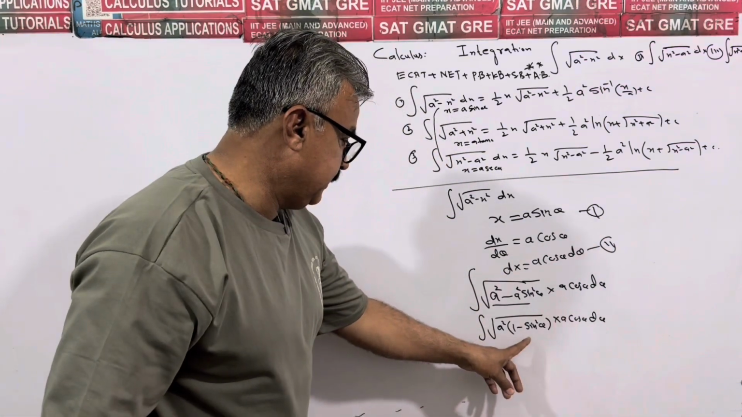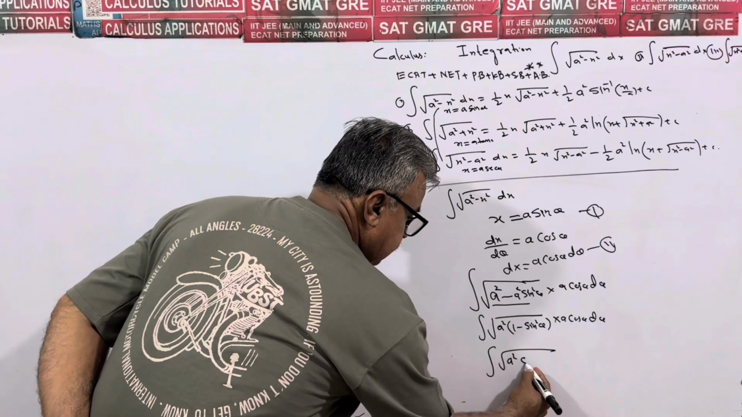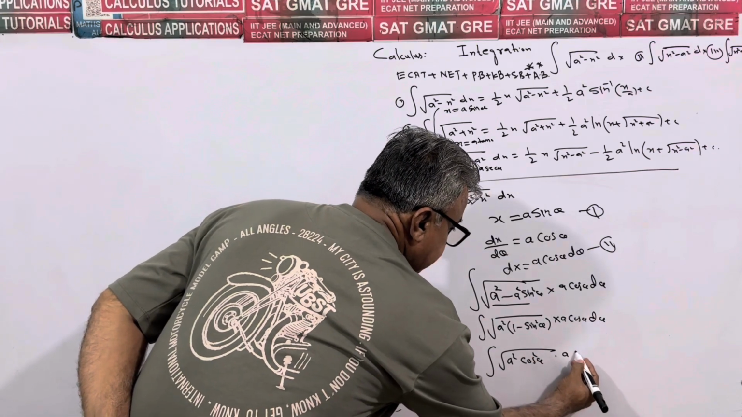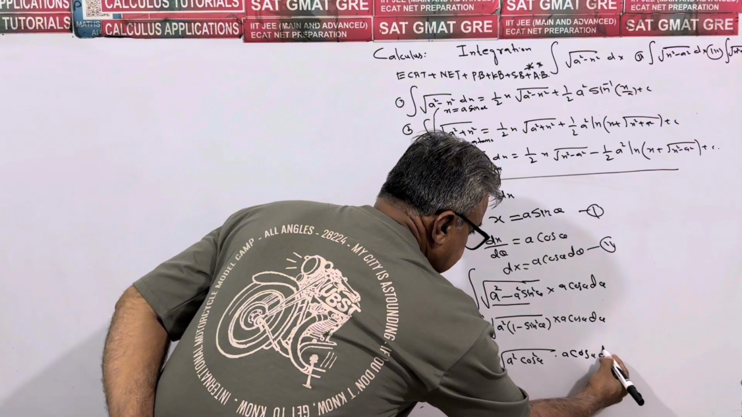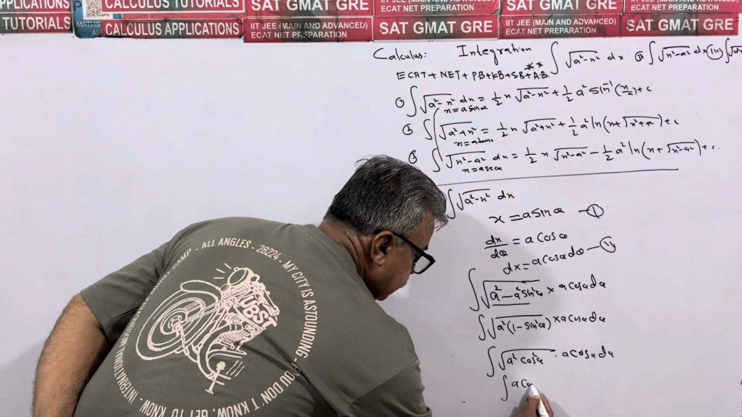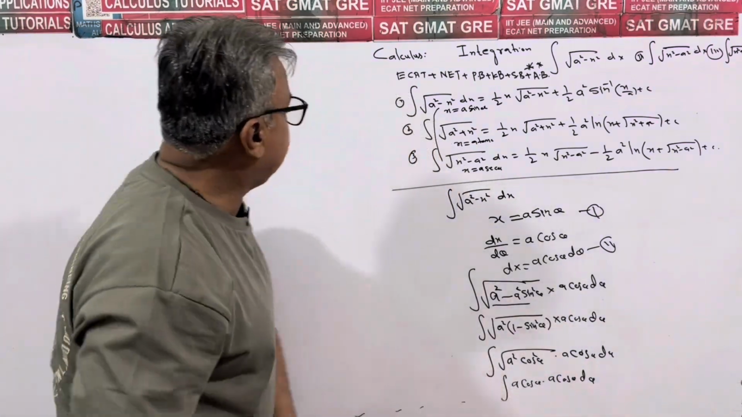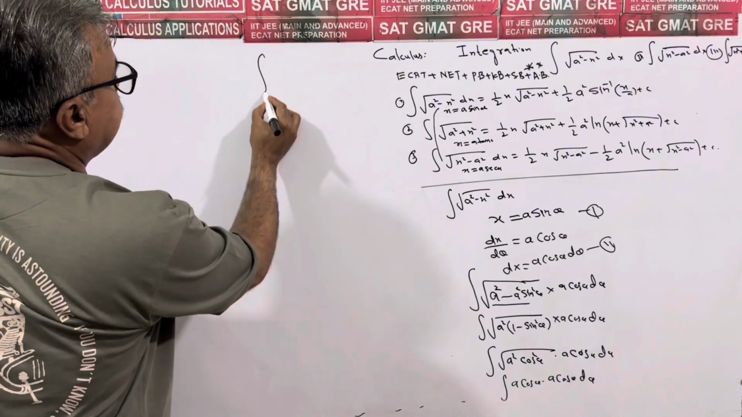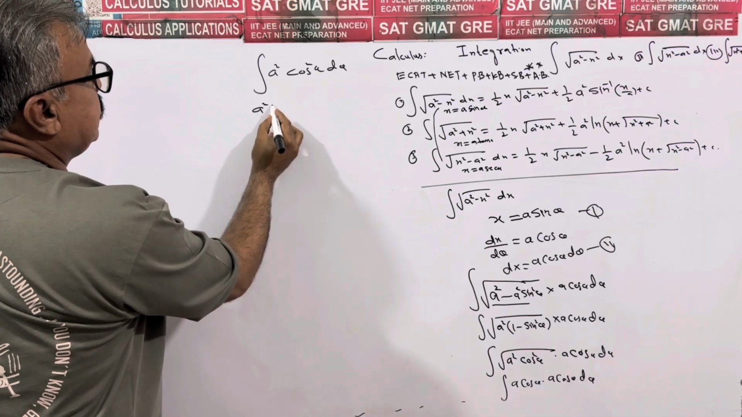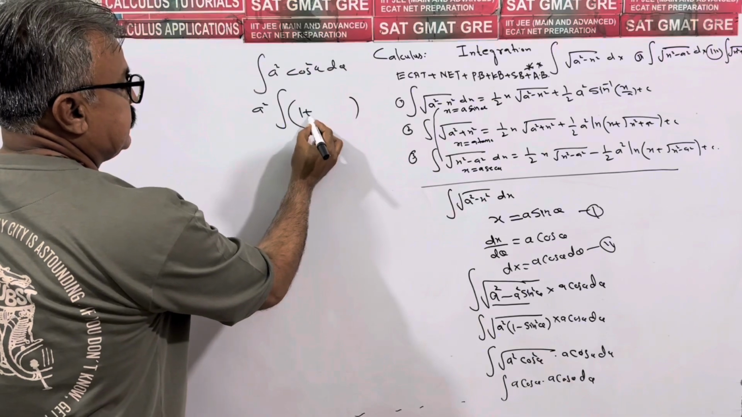From trigonometry, 1 minus sine square is equal to cos square. So we have root a square cos square theta times a cos theta d theta. It's a perfect square quantity. It is a cos theta times a cos theta d theta. A into a gives a square, so now we have a square cos square theta d theta. Write a square outside.